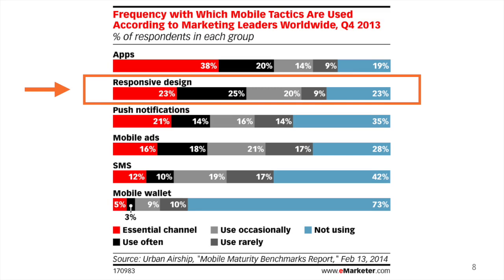So the chart you see on screen now is from a benchmark report released by Urban Airship and published by eMarketer. The second bar on this chart, which is highlighted on screen in orange, shows that only 23% of marketers use responsive design consistently and consider it essential. An additional 25% use responsive design often, which is good. So that means about 48% of marketers are using it all the time or some of the time. But that still leaves over half of marketers, 52% of marketers, who are not using responsive design or who rarely use it.